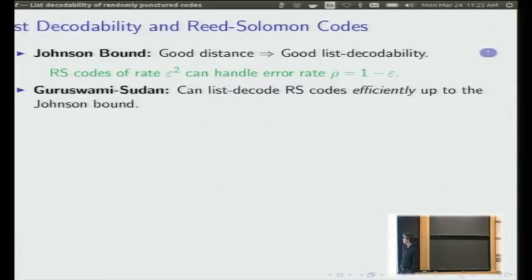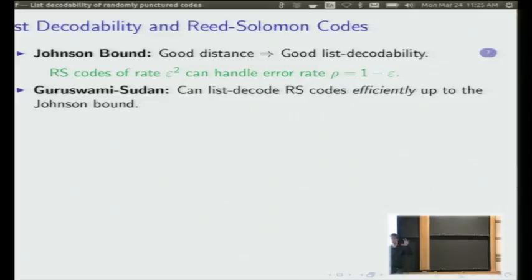all over the place. And in particular, the list decodability of Reed-Solomon codes has been studied a lot. So what do we know about the list decodability of Reed-Solomon codes? So one existential thing we know is called the Johnson bound. This is a theorem that holds for all codes, not just Reed-Solomon codes. But it says basically that if a code has good distance, then it has good list decodability. And this seems intuitively like it should be right.